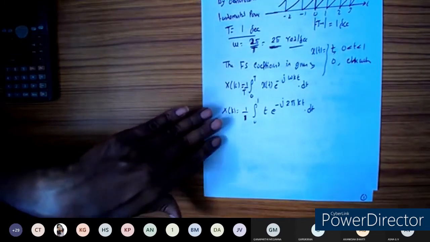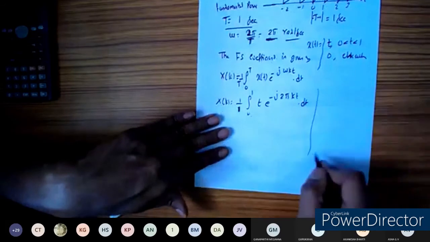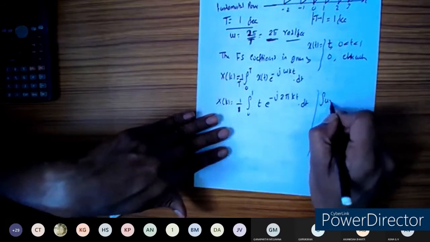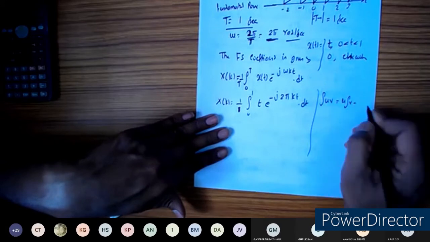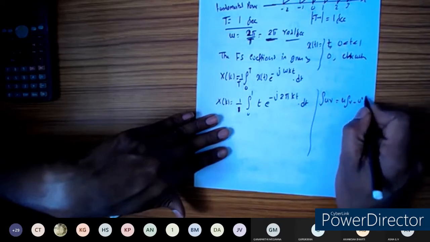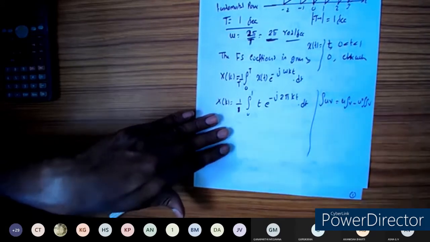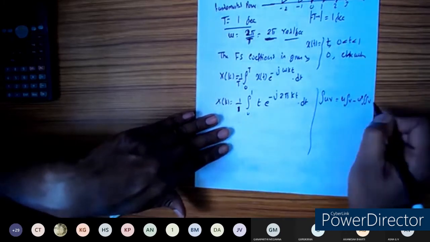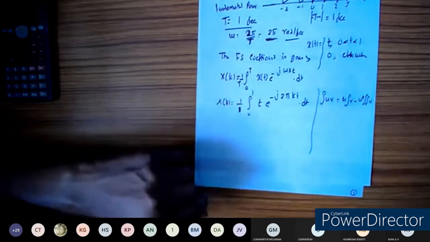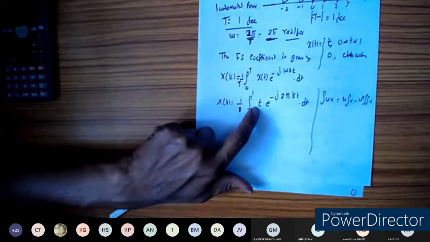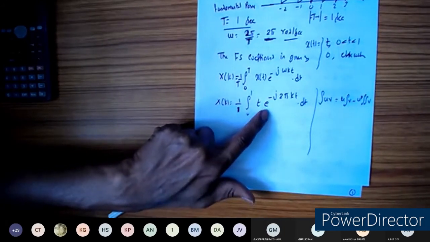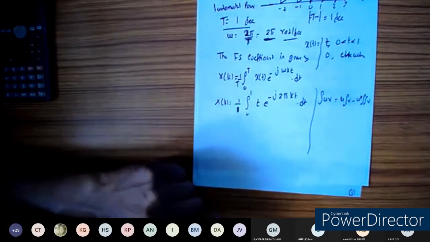Now apply the formula for the integration of u into v. The integration of u v is u into the integral of v minus the integral of the differentiation of u into the double integral of v. I can choose u as the one which can be differentiated easily, and v as the one which is integrated, and then do the integration.